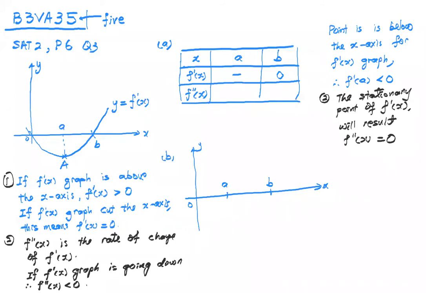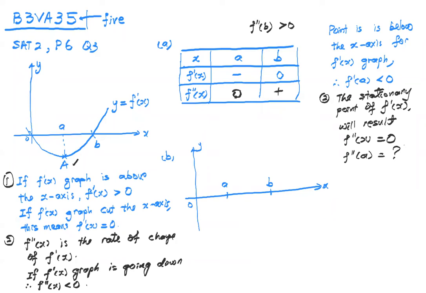So that is where the point A is. So now can you tell me what is the value of f double prime A? It is 0. So how about f double prime B? It is greater than 0 because the graph of f prime x is going up. So that is how you fill up the table.